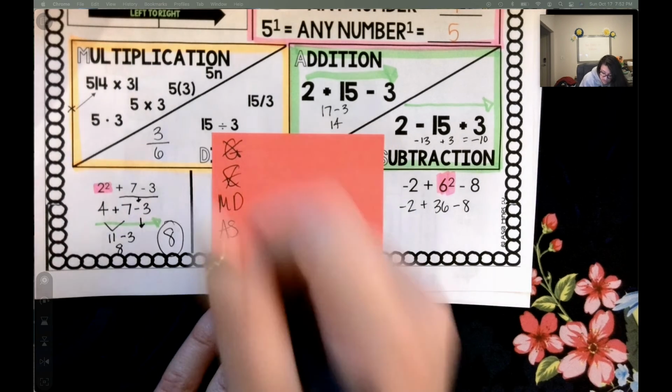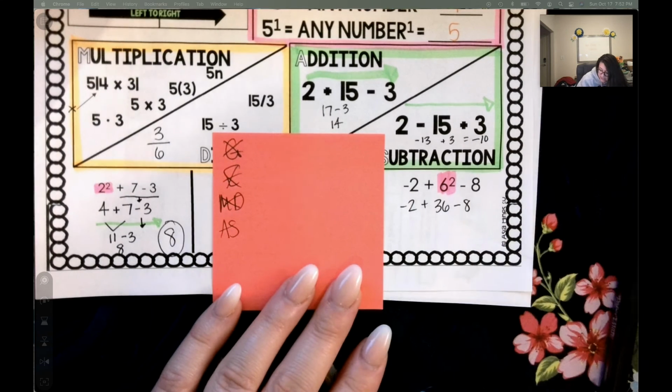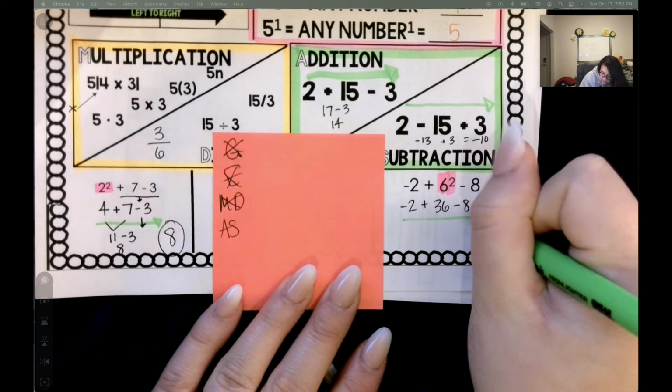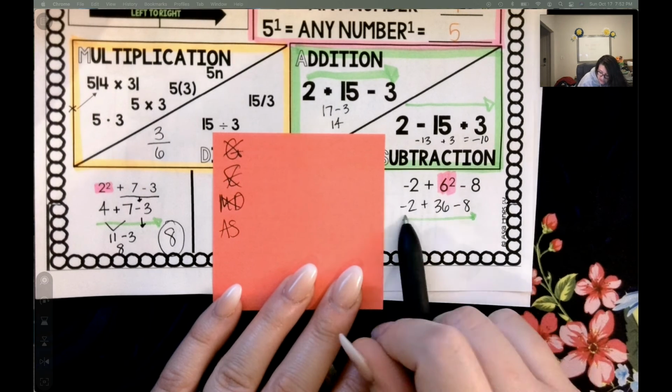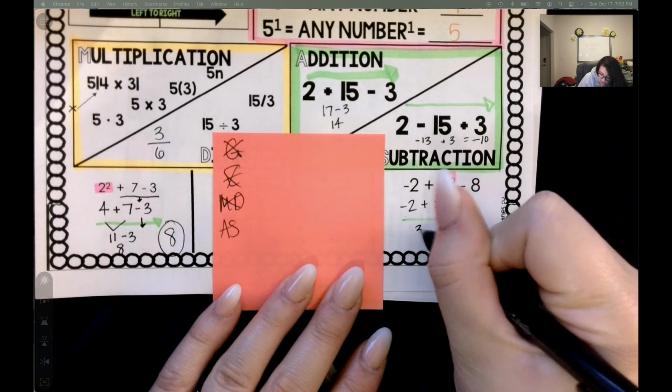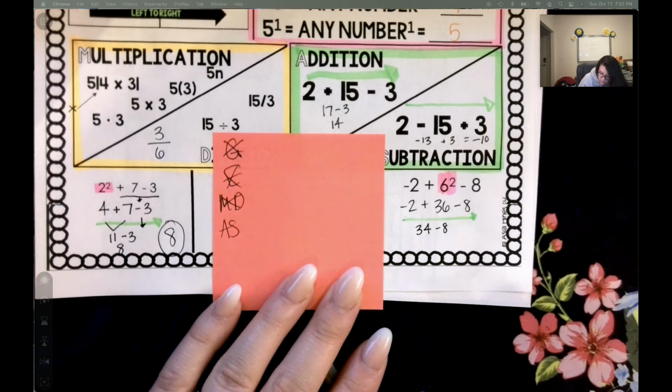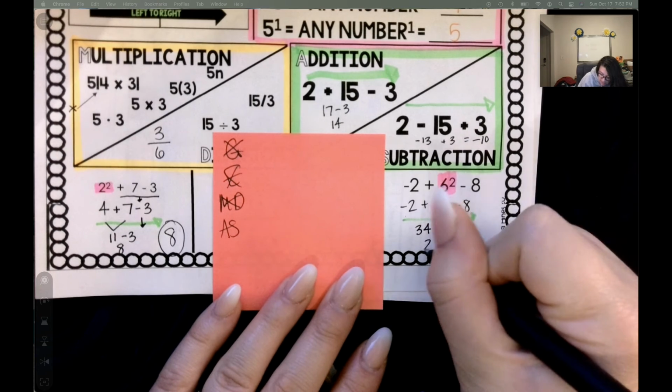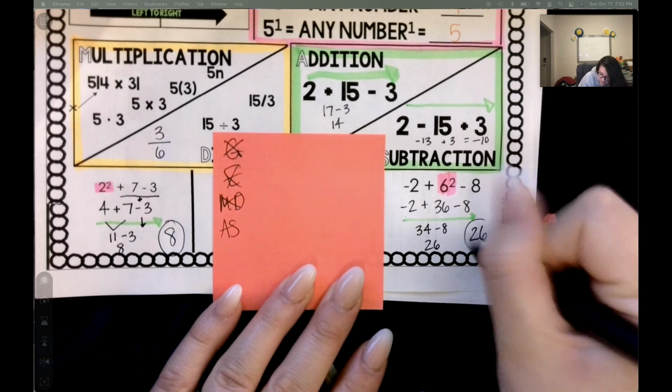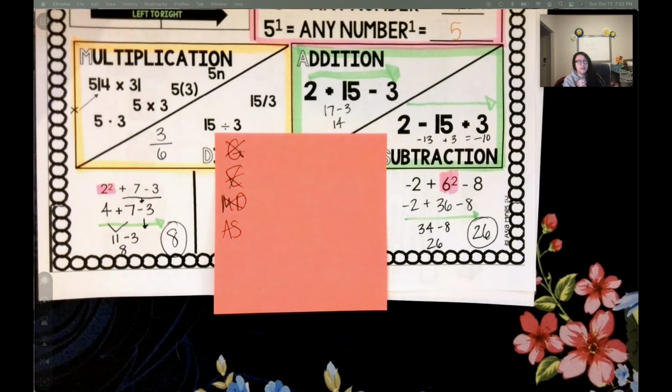No multiplication or division, just adding and subtracting, and I have to work from left to right. Negative 2 plus 36 should give me a positive 34. 34 minus 8 is going to give me a positive 26. Any comments, questions, or concerns on that, please let me know. Otherwise, come to my table.